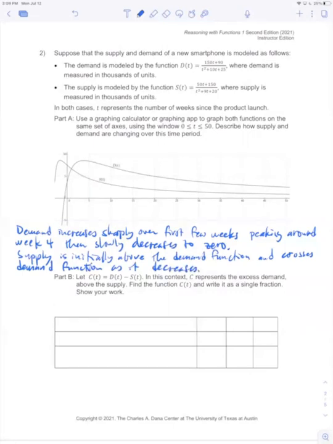Part B. Let C of t equal d of t minus s of t. In this context, C represents the excess demand above the supply. Find the function C of t and write it as a single fraction. Show your work. So we could look at the denominators.